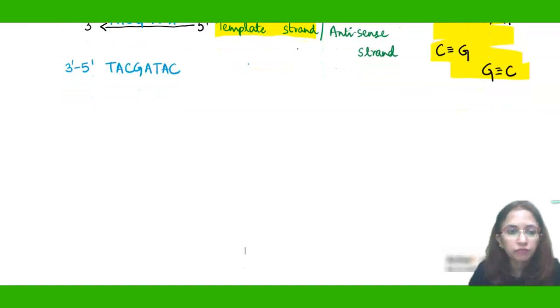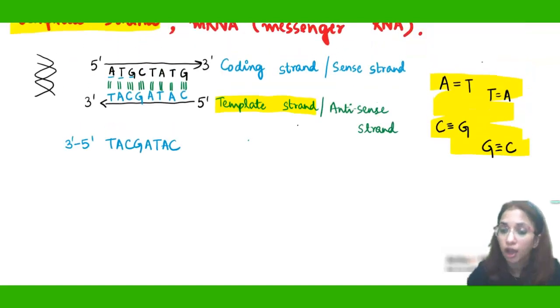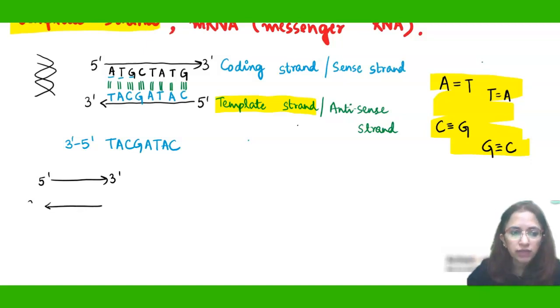So what are we required to do now? We need to find out the sequence of the messenger RNA. Okay. Now to understand it, let me draw the strands once again. This is our 5' to 3' end. You have already understood that this is the coding strand. The bottom strand is the template strand. We have also discussed it.